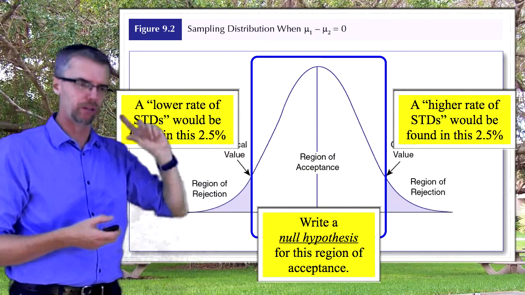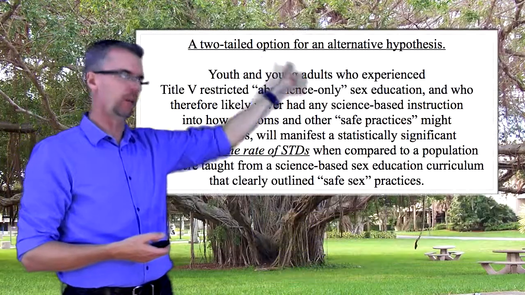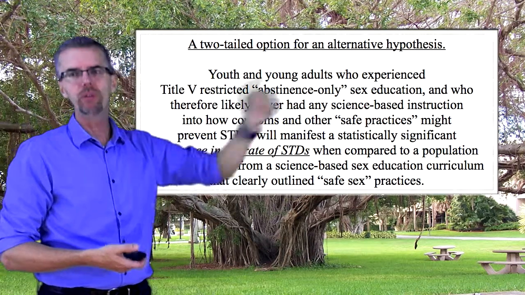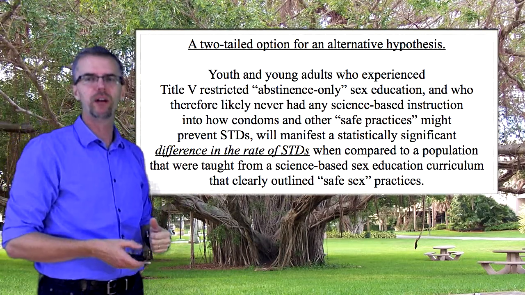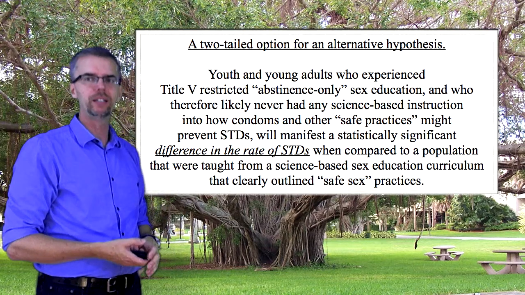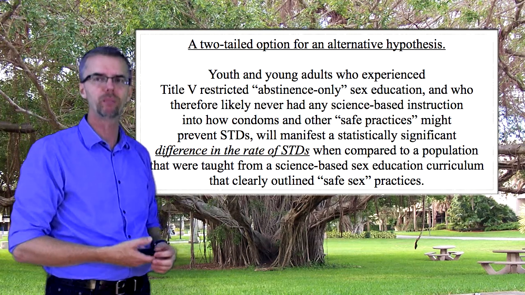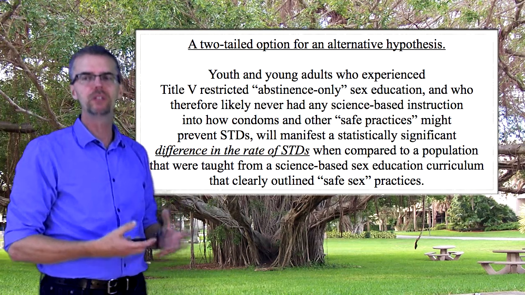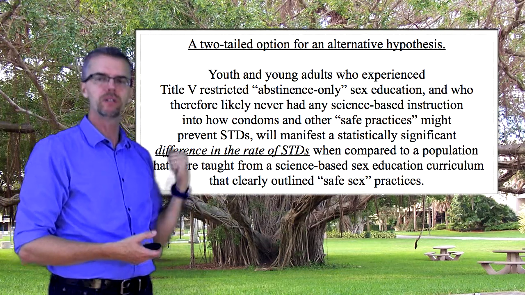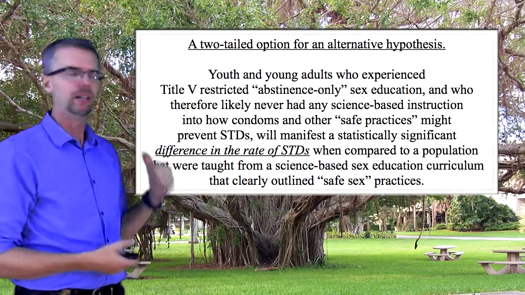So now that we think about our alternative hypothesis, we can write it in one of 2 ways. If I wanted to write an alternative hypothesis as a 2-tailed option, I would write youth and young adults who experienced Title V restricted abstinence-only sex education and who therefore likely never had any science-based instruction in how condoms and other safe practices might prevent STDs will manifest a statistically significant difference in the rate of STDs when compared to a population that were taught from a science-based sex education curriculum that clearly outlined safe sex practices.